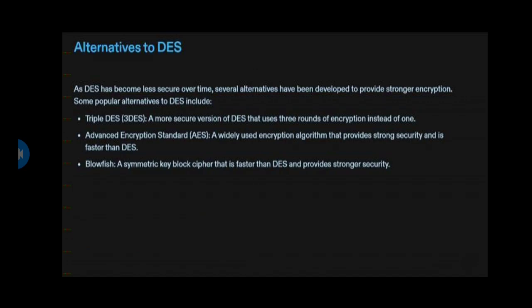Coming to alternatives to DES, as DES has become less secure over time, several alternatives have been developed to provide stronger encryption. Some popular alternatives include Triple DES, a more secure version of DES that uses three rounds of encryption instead of one. AES, Advanced Encryption Standard, a widely used encryption algorithm that provides strong security and is faster than DES. Blowfish, a symmetric key block cipher that is faster than DES and provides stronger security.